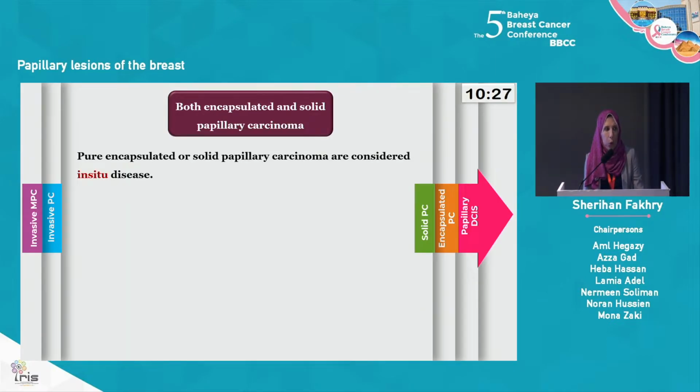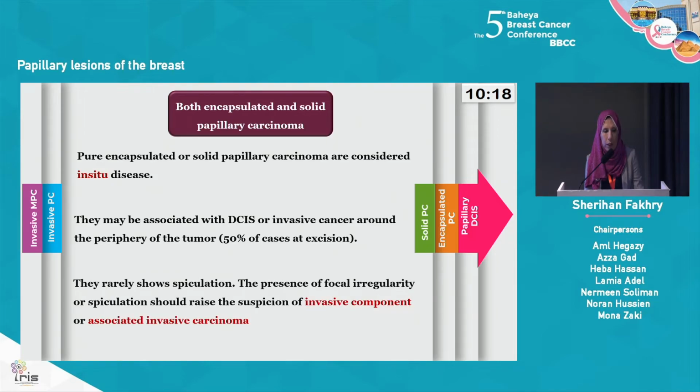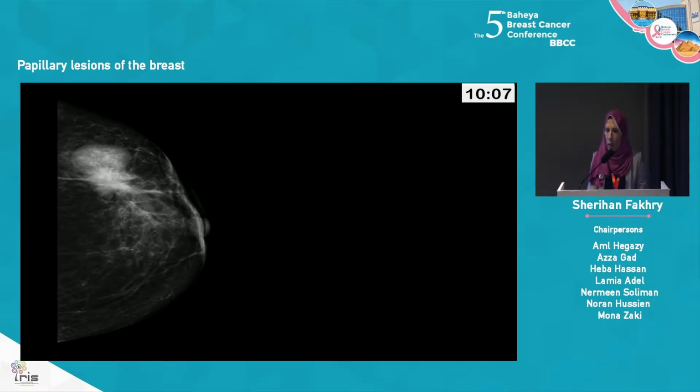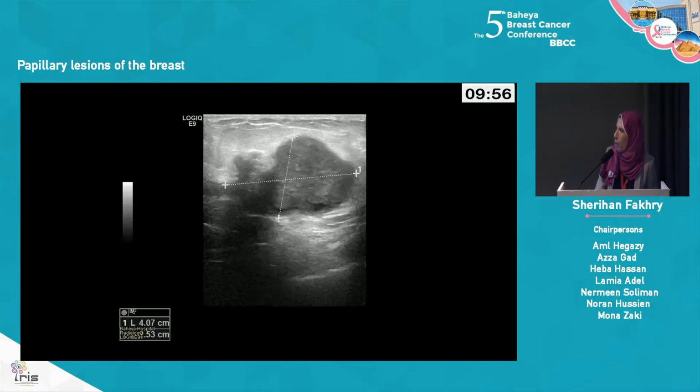Pure encapsulated or solid papillary carcinoma are considered in situ disease. They may be associated with DCIS or invasive cancer around the periphery of the tumor. They rarely show spiculation. The presence of focal irregularity or spiculation should raise the suspicion of an invasive component or associated invasive carcinoma. As in this case, here mammography showed an irregular hyperdense mass with a partially circumscribed margin and a spiculated component associated with skin thickening and dimpling.